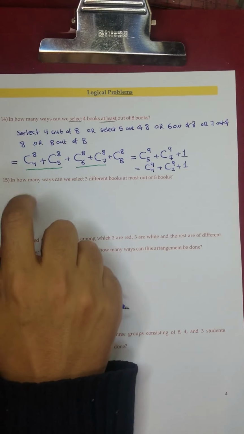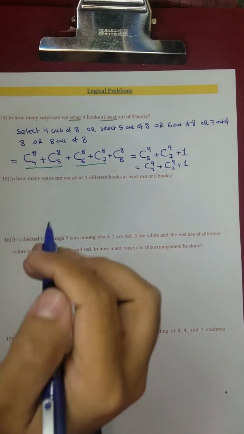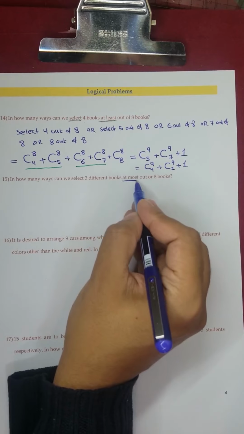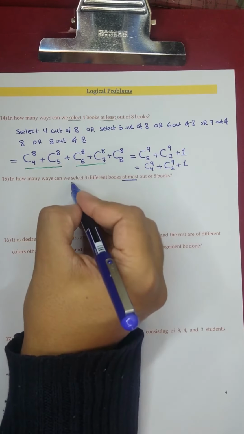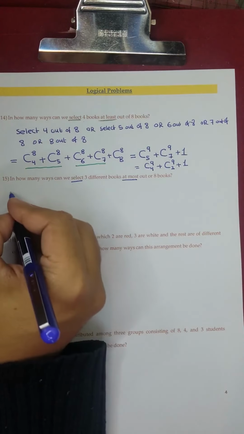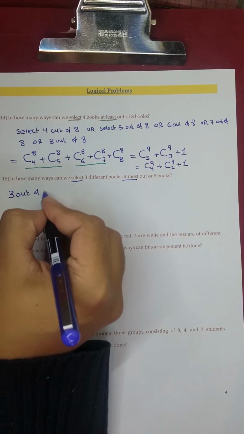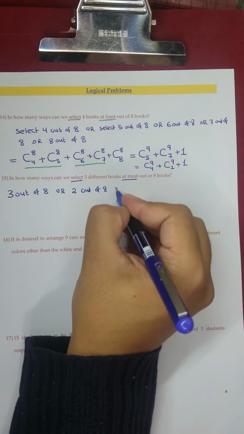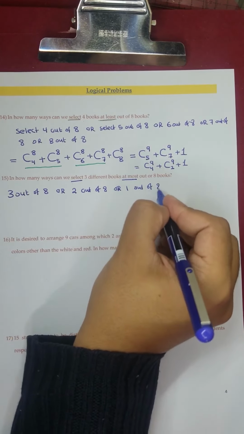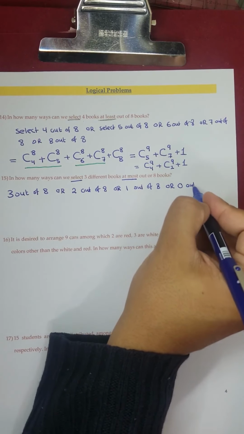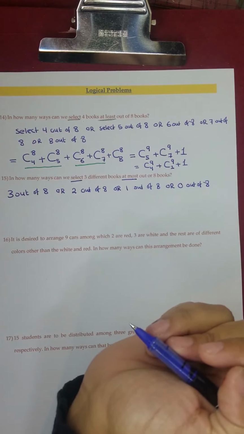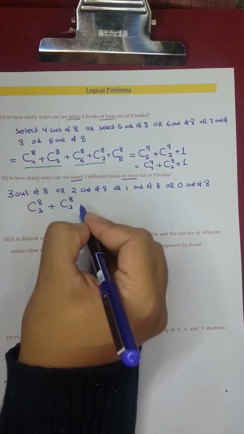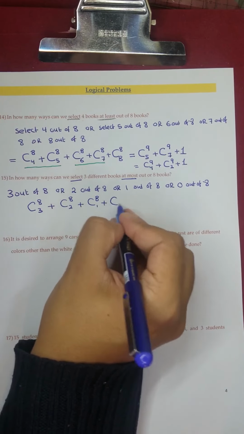Let's look at the last question we do today, which is 15. It says, in how many ways can we select 3 different books, at most, out of 8 books. At most. Here at least, here at most. And we want to only select. So we want to select 3 out of 8 at most, or 2 out of 8, because at most, or 1 out of 8, or 0 out of 8. 0 is also a choice. So it's combination 8, 3 plus combination 8, 2 plus combination 8, 1 plus combination 8, 0.